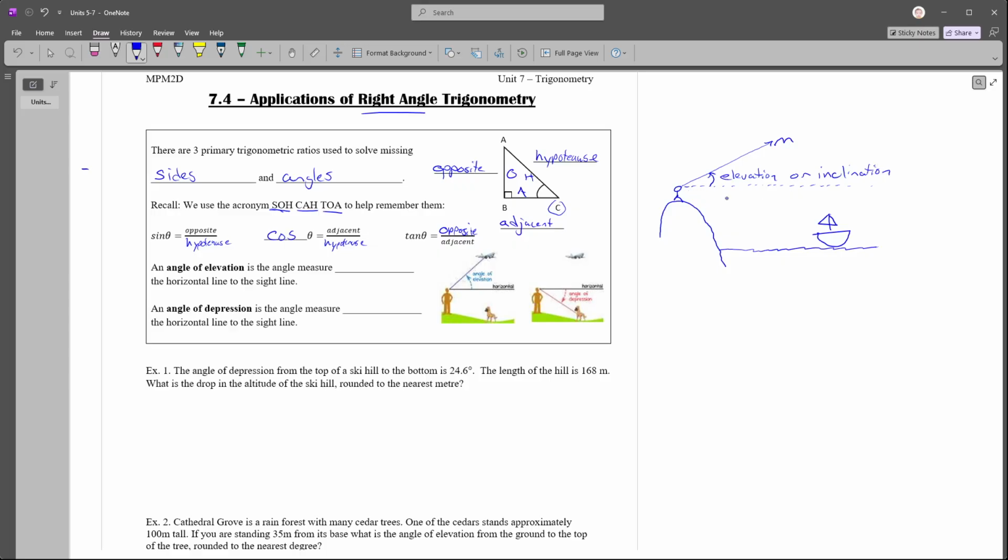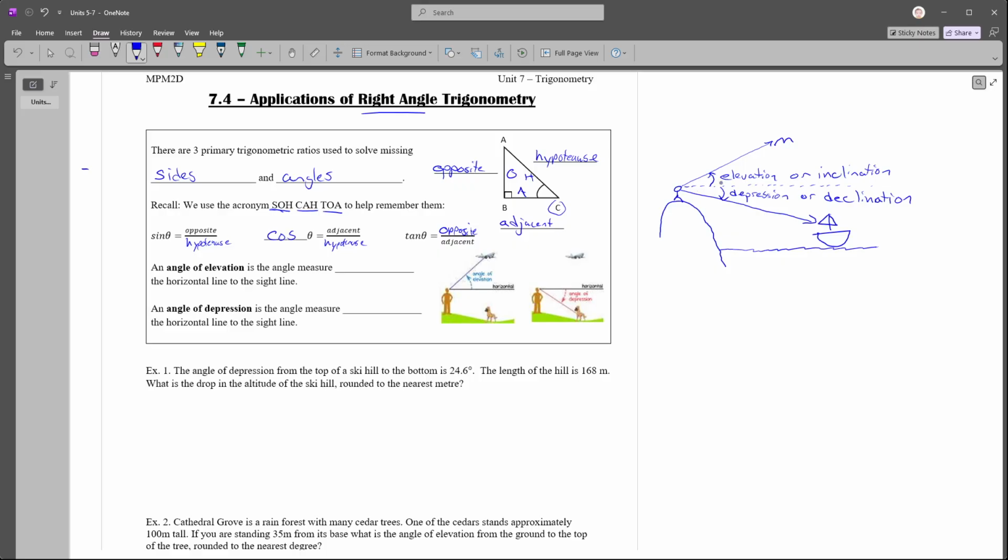However, if we are looking down towards the boat, imagine we're looking straight along a line over here. The angle that we have down here below that horizontal line is called our angle of depression, or also called our angle of declination, decline. So you're either inclining or you're declining. All right, so it could be either or: angle of elevation, also known as angle of inclination, or the angle of depression, also known as the angle of declination.